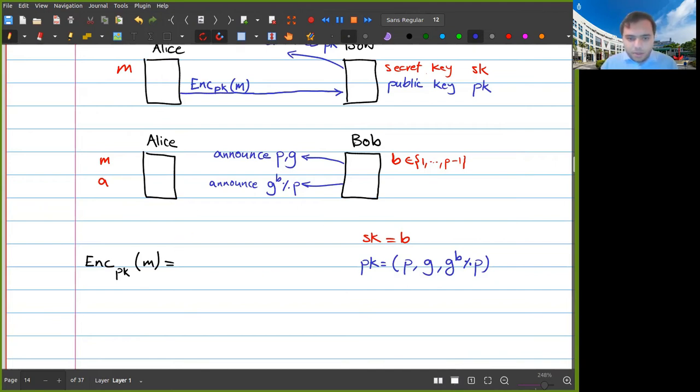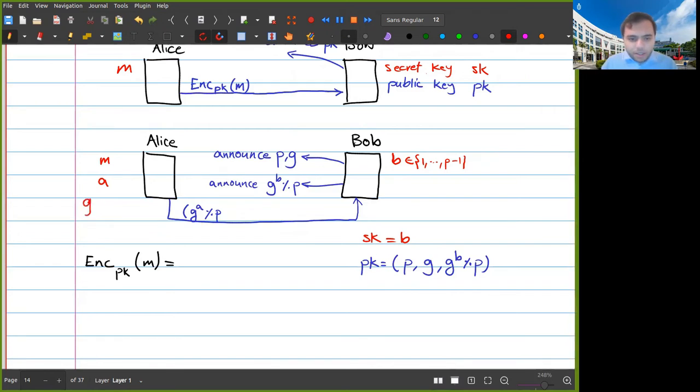So Alice sends a message to Bob, and the first part of this message is G to the power of A modulo P. Okay? This is the same thing that she would send to Bob in Diffie-Hellman. Now, what else can Alice compute? Well, Alice knows A, and she also knows G to the power of B, because Bob has put G to the power of B in the public key and has published it.